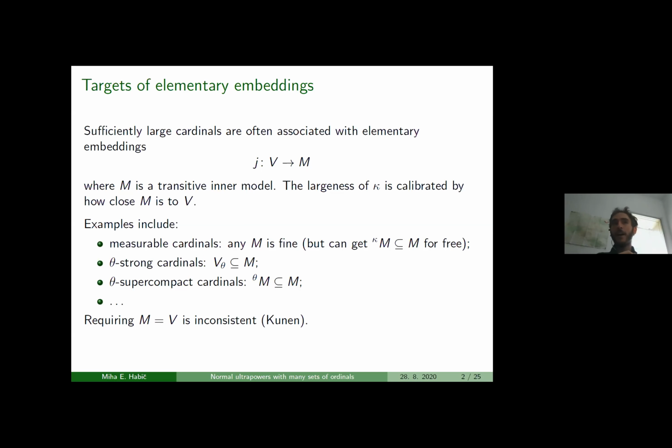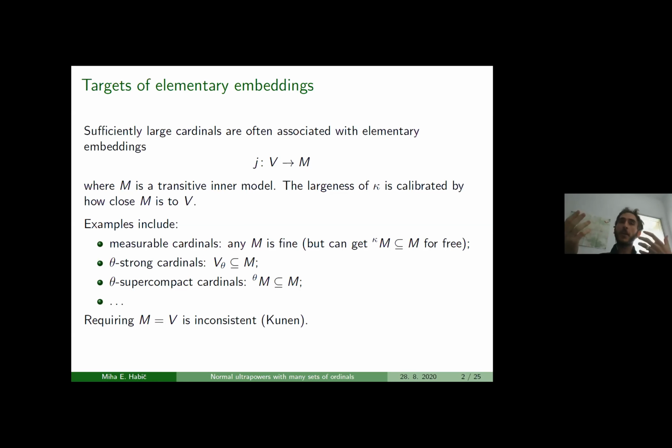Anything is fine. And even if I work a tiny bit harder, I can get some amount of closure on the model M for free. I get closure on the kappa sequences for free. Then I can, of course, require more. I can require that M has any given set that you might like, or more generally, just computes an initial segment of the universe correctly. In that case, I get theta strong cardinals. I could require a more global amount of closure on the model, closure under theta sequences for whatever theta you might like, and I get theta supercompact cardinals, and so on and so on.